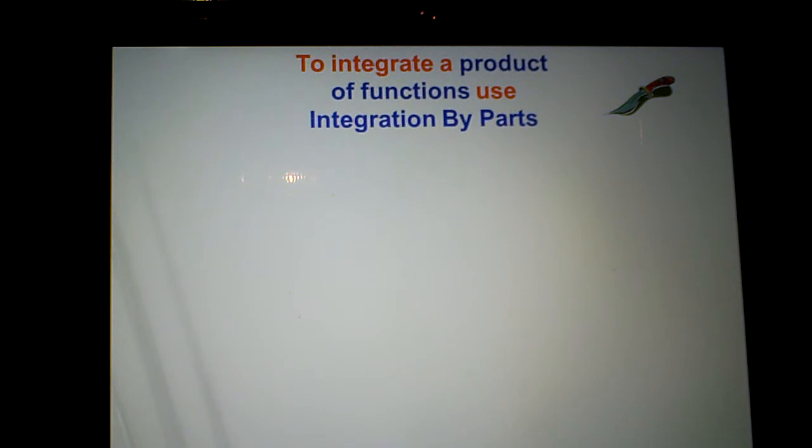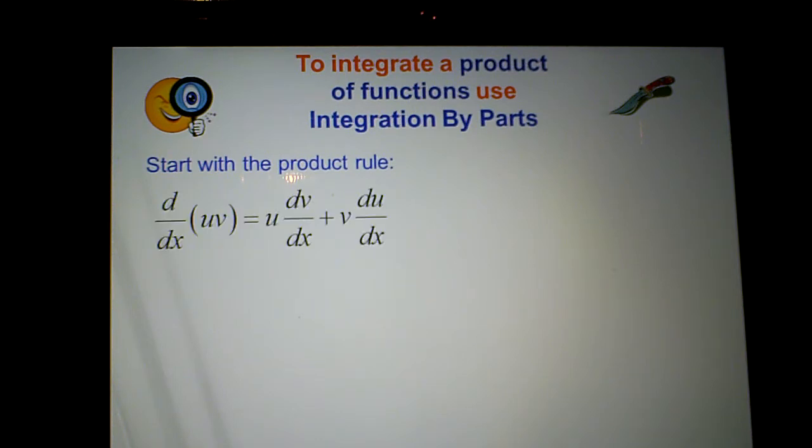But to integrate a product, I have to remember not to just take the integral of each separate piece. So first I'm going to prove why integration by parts works by starting with the product rule for derivatives. The derivative of a product, two functions, u times v, is the first function times the derivative of the second, plus the second function times the derivative of the first. So we've been doing that for a while. You recognize this.